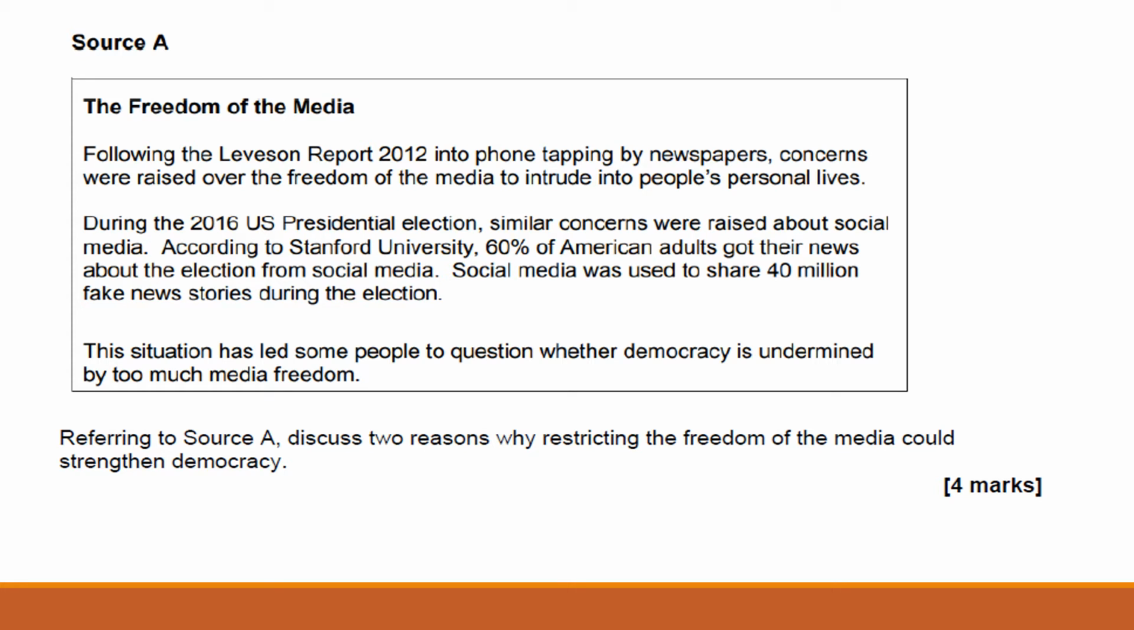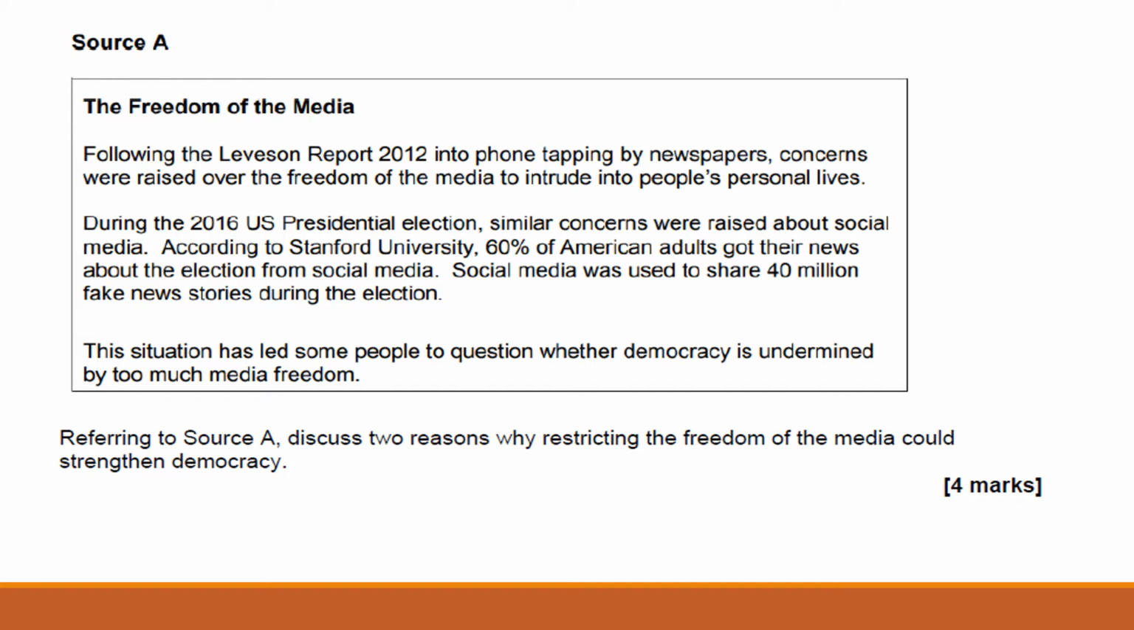So, for example, this 4 mark question here says, following the Leveson report of 2012 into phone tapping by newspapers, concerns were raised over the freedom of the media to intrude into people's personal lives. During the 2016 presidential election, similar concerns were raised about social media. According to Stanford University, 60% of American adults got their news about the election from social media. Social media was used to share 40 million fake news stories during the election. This situation has led some people to question whether democracy is undermined by too much media freedom.